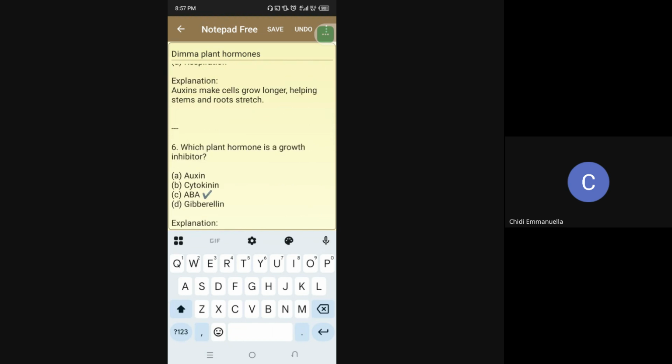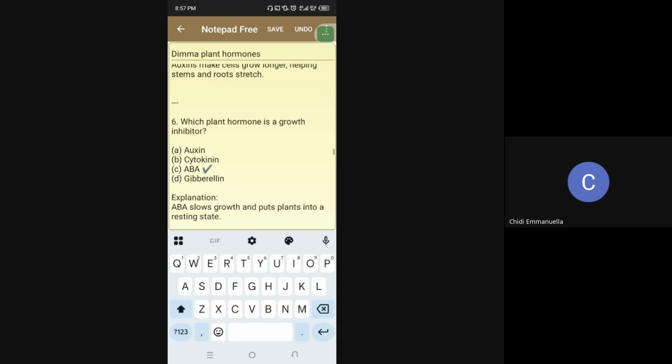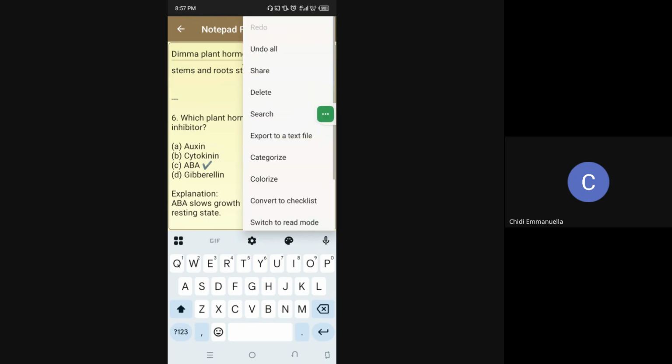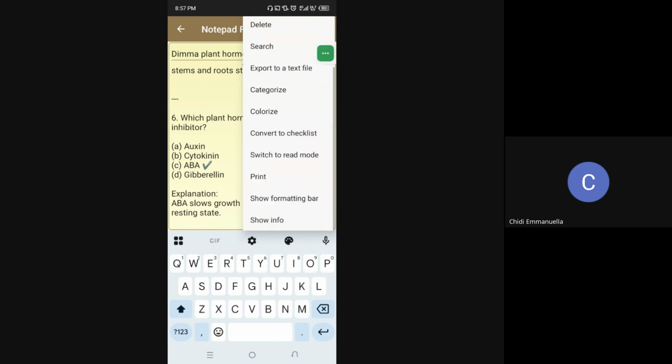Six, which plant hormone is a growth inhibitor? That means it does not allow plants to grow. I told you what inhibitor means. And the answer is ABA. What's the full meaning of ABA? What's the meaning of ABA?